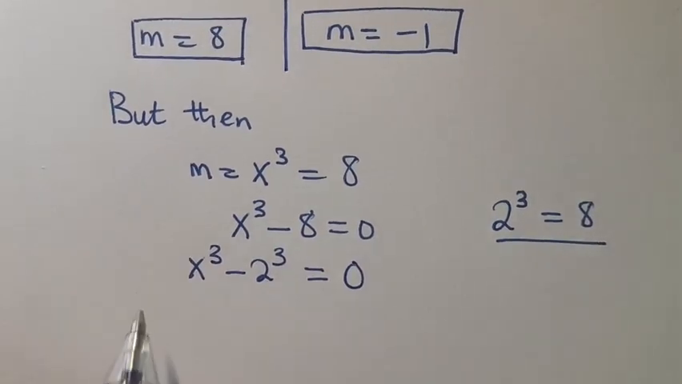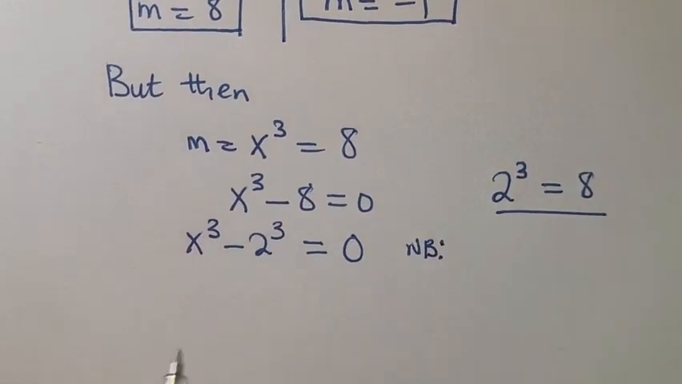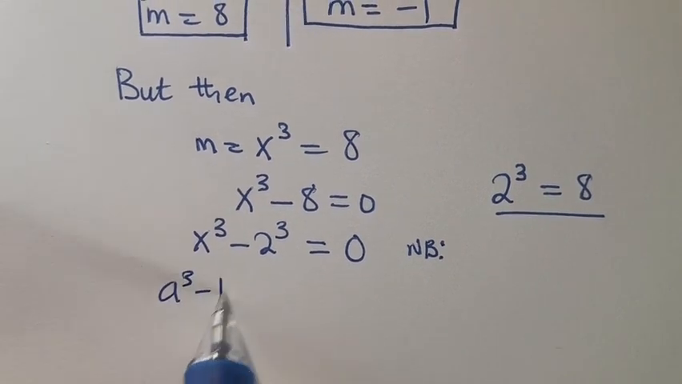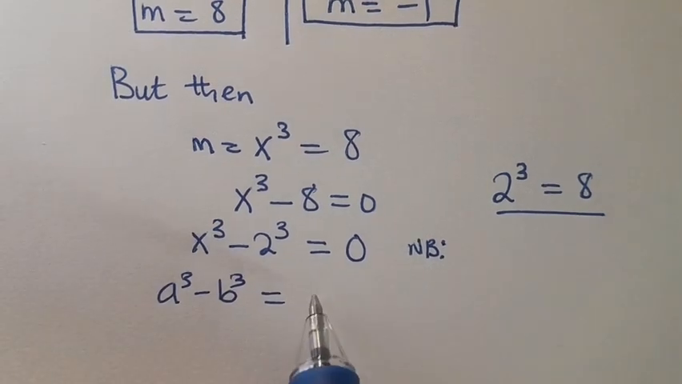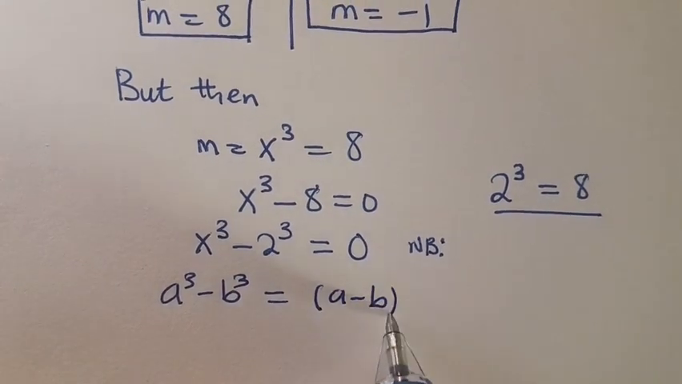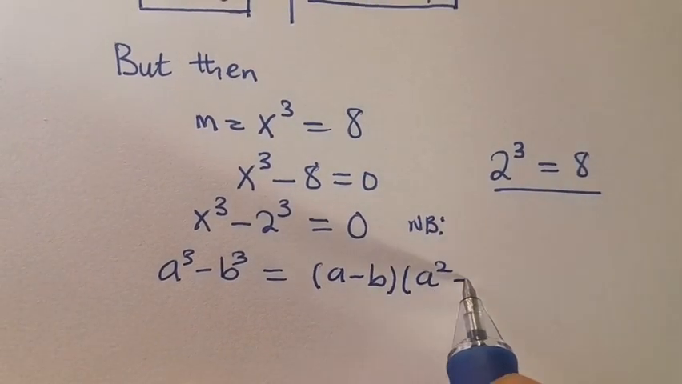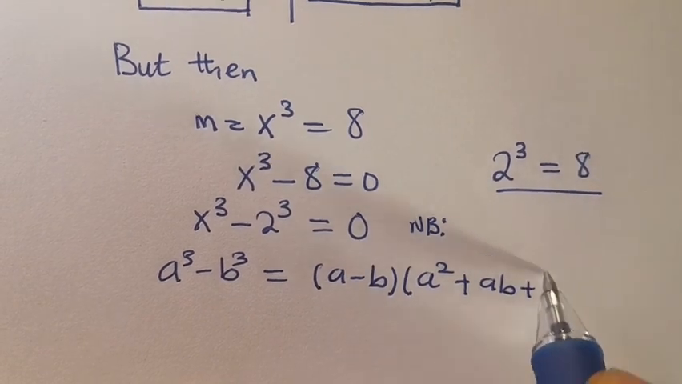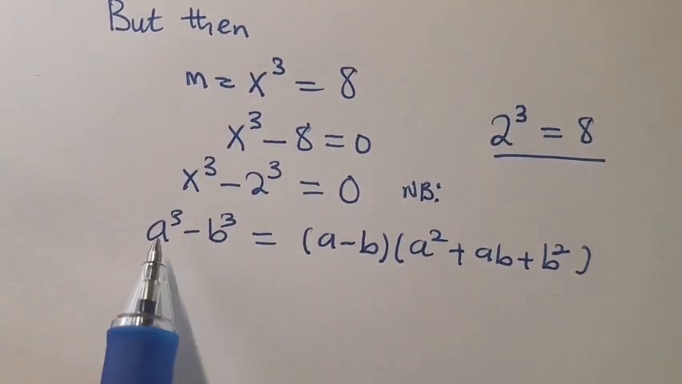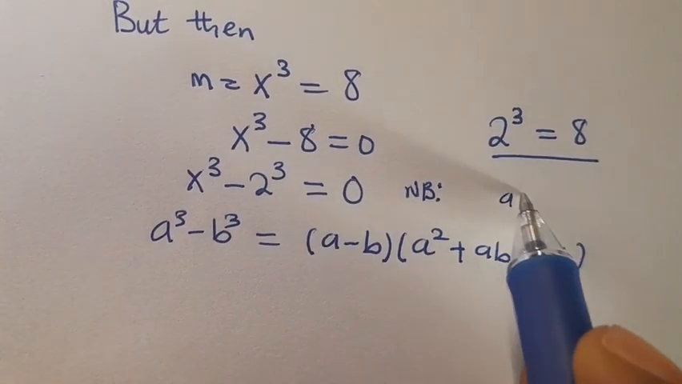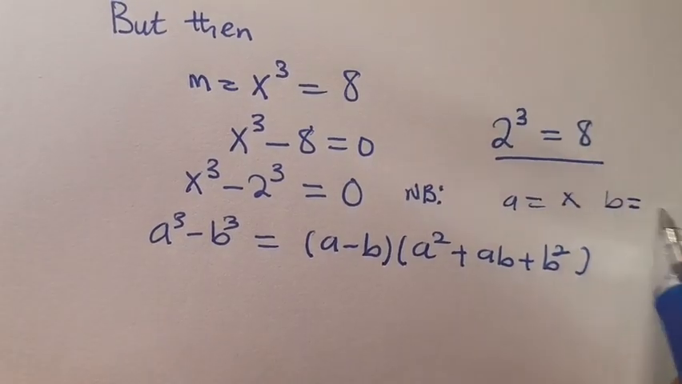Now the difference of two cubes, when you have it to be something like this, mind you that a cubed minus b cubed equals a minus b all in bracket, then multiplied by a squared plus ab plus b squared all in bracket. Now by making the comparison of the two expressions above, we have our a to be equals x and our b to be equals 2.